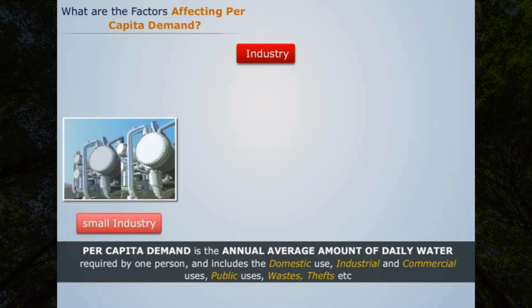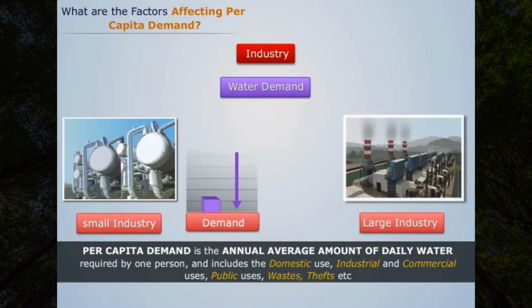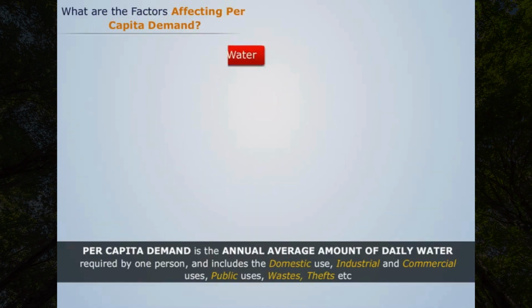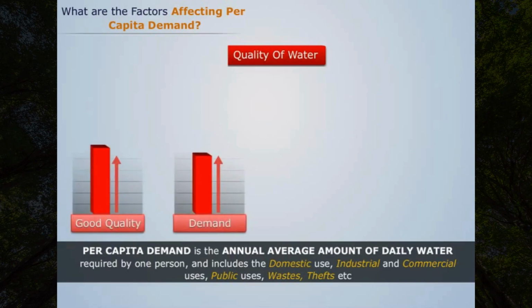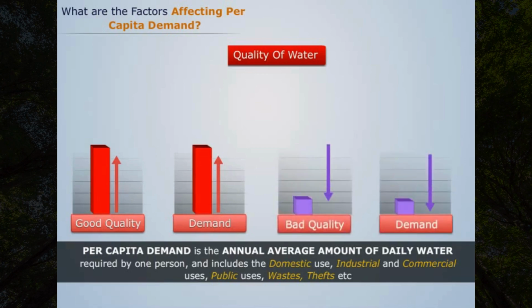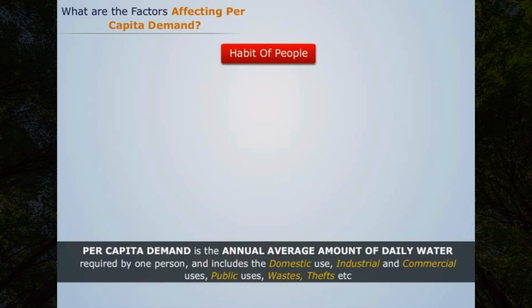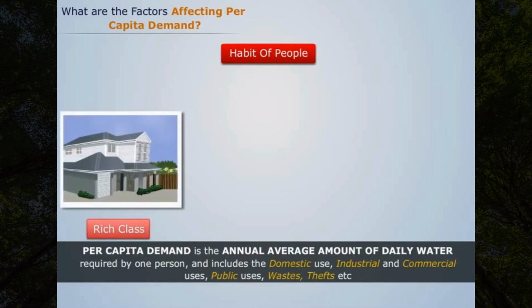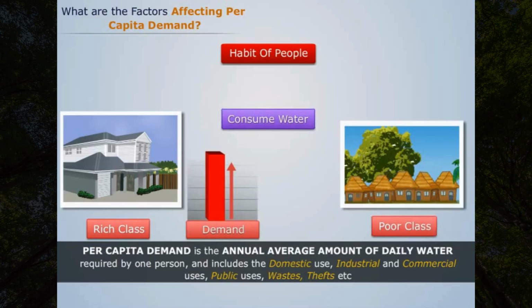Industry. Smaller industries have less water demand, whereas large industries have high water demand. Quality of water. If the quality of water is good, then demand will be high, and if quality is bad, then demand will be low. Habit of people. Rich and upper class communities generally consume more water, and lower class and poor people consume less water.